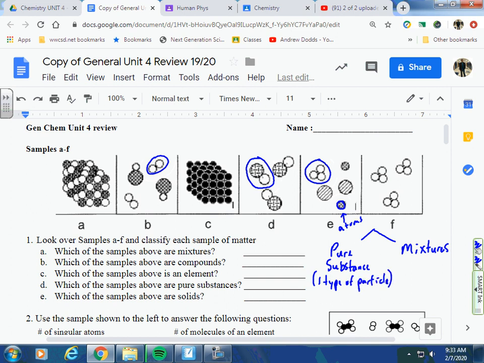So if I wanted to label these up here as pure or mixture, this thing here just has one piece, one big piece. I would call that pure. This one has some pieces that are two white dots stuck together. Some pieces are a black dot and a white dot. I would call that a mixture.